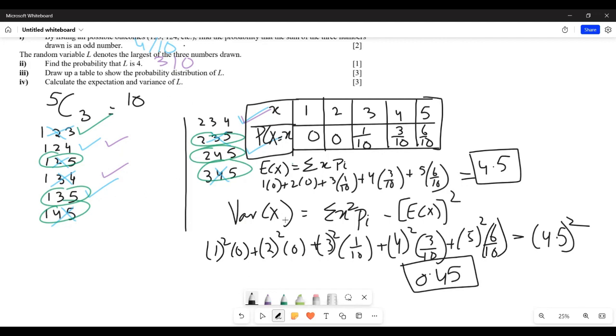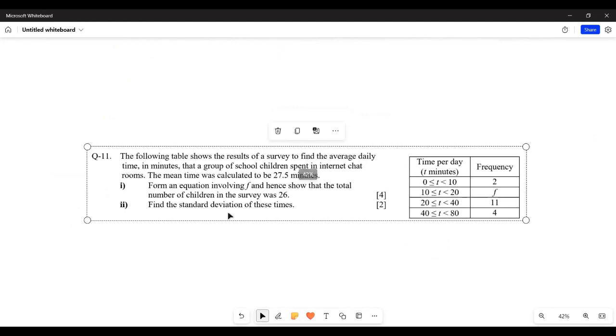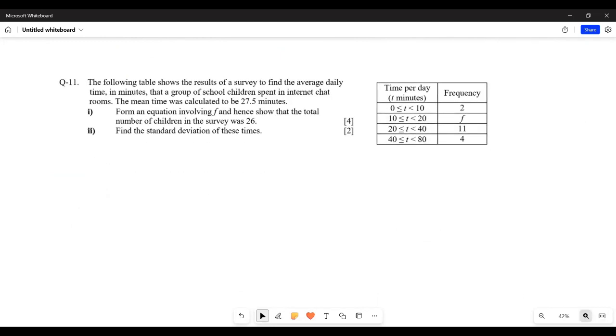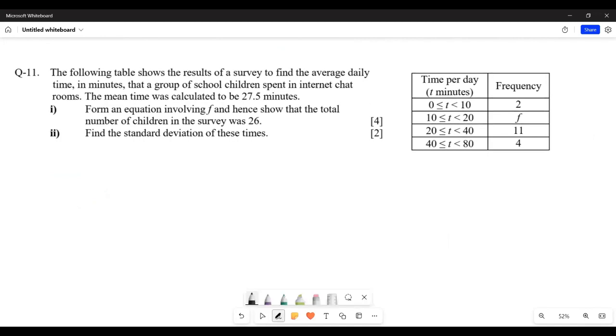Next question we're going to do is question 11. The following table shows the result of a survey to find the average daily time in minutes that a group of school children spent in internet chat rooms. The mean time was calculated to be 27.5 minutes. Form an equation involving f and hence show that the total number of children in the survey was 26.